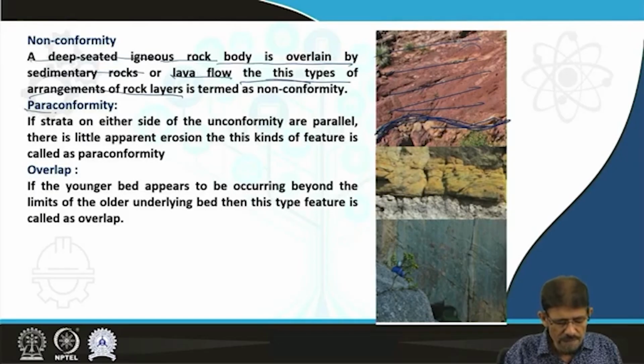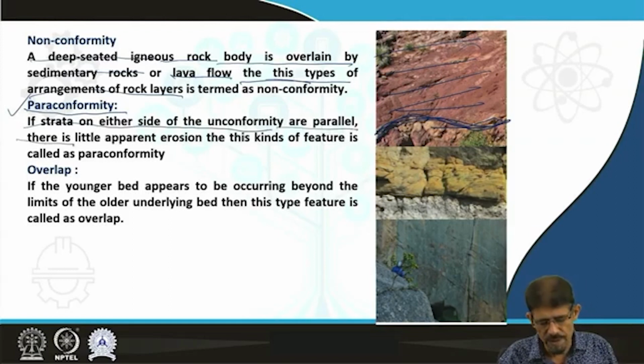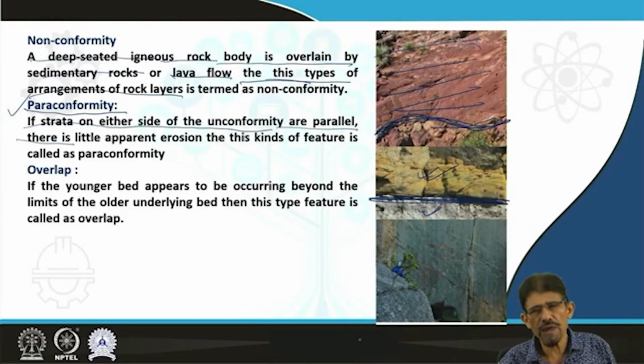Another type of unconformity, a feeble type of unconformity, is paraconformity, where the strata on either side of the unconformity are parallel, but there is very little apparent erosion, not much erosion. You can see here only this portion is recognized as the feeble erosional surface. Here the characteristic of overlying and underlying rock strata, rock beds, are almost close to each other.